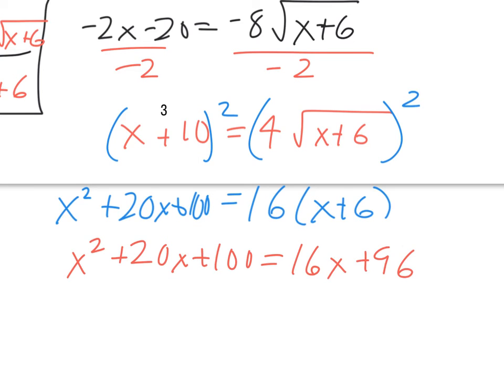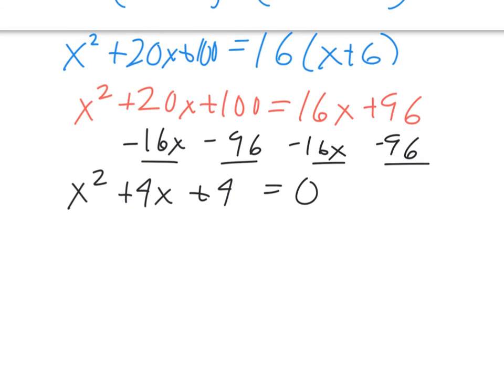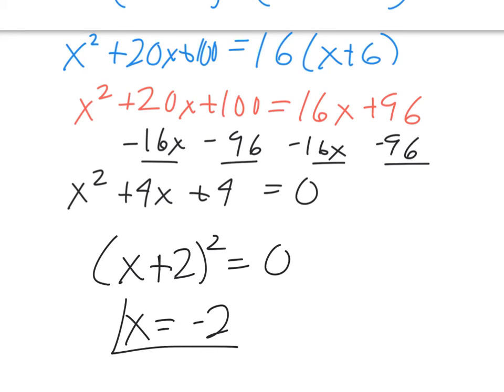It is quadratic, so we would want to move everything to the same side. So we'll subtract the 16x, subtract the 96. That makes the right side equal 0, and the left side becomes x squared plus 4x plus 4. Now this actually factors pretty nicely. It's even a perfect square trinomial. Factors as x plus 2 squared equals 0. So what that means is that we have just one solution, x equals negative 2.